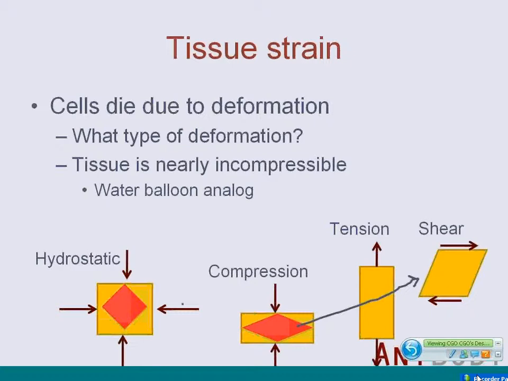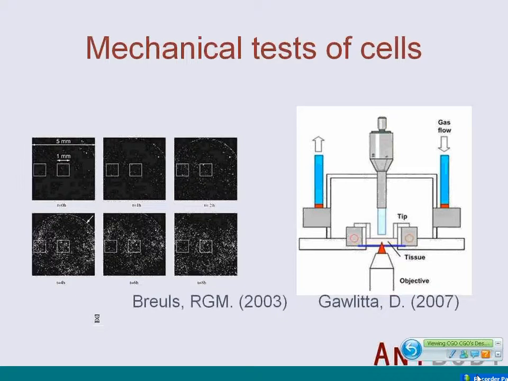Another thing is that you can add a hydrostatic pressure to a water balloon or a body, and that basically means that you apply pressure from all sides, and it's the same pressure. So, for example, diving into the swimming pool will apply hydrostatic pressure to the whole body. And the only thing you don't have here is actually shear. So there's no shear strain when you apply that hydrostatic pressure.